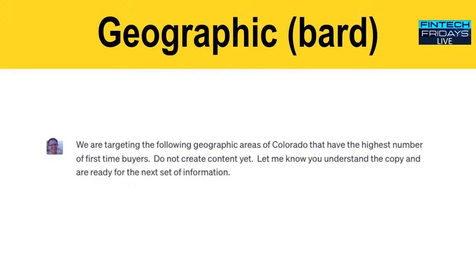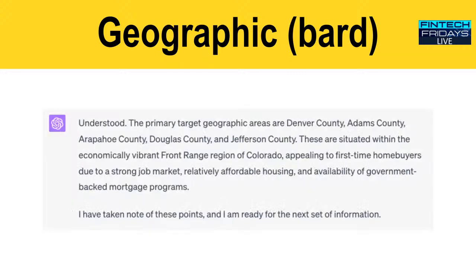Please continue. So I said, okay, we're targeting the following geographic areas of Colorado that have the highest number of first-time buyers. Do not create content yet. Let me know you understand the copy and you're ready for the next set of information. And then what I did is I pasted all of the geographic information into ChatGPT. And it came back and it said, great, the primary target areas are these counties in the Front Range region of Colorado that appeal to first-time buyers due to the strong job market, relatively affordable housing, and availability of government-backed mortgages. I have taken note of these points and I'm ready for the next set of information.